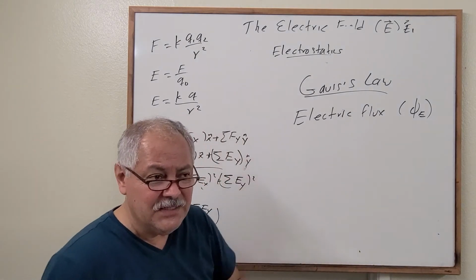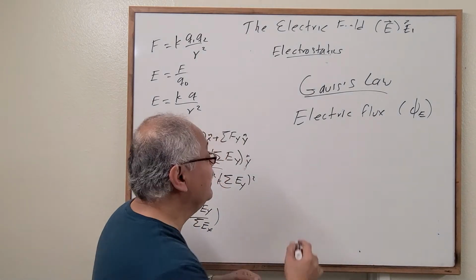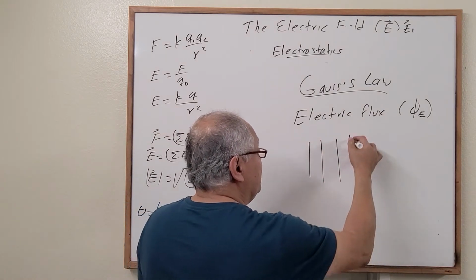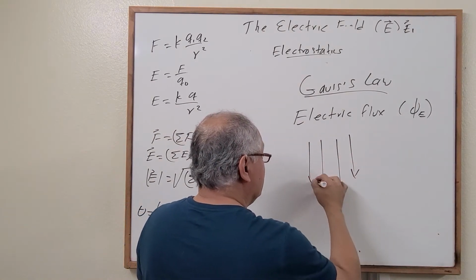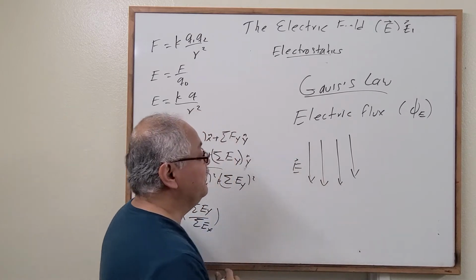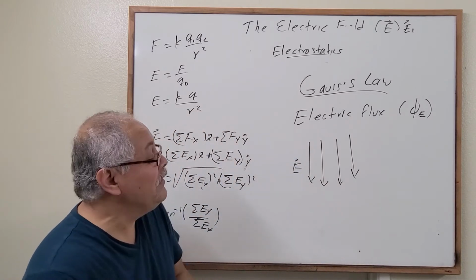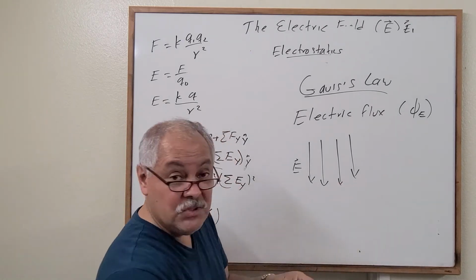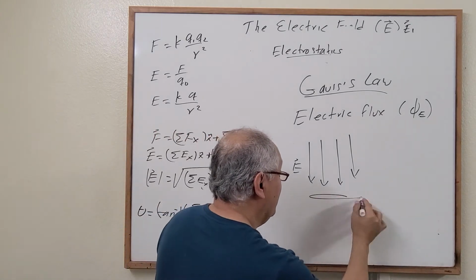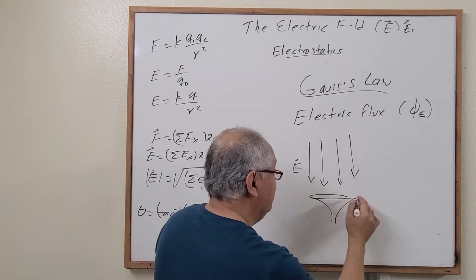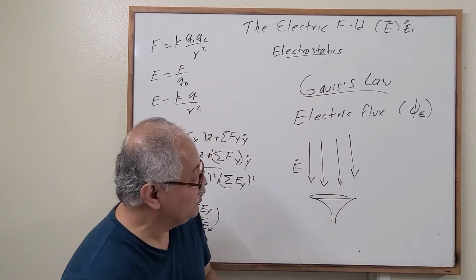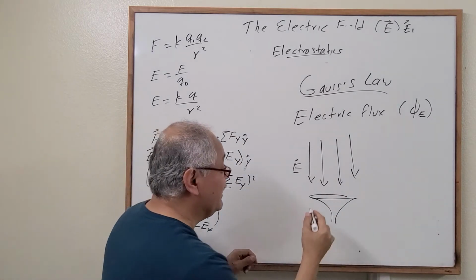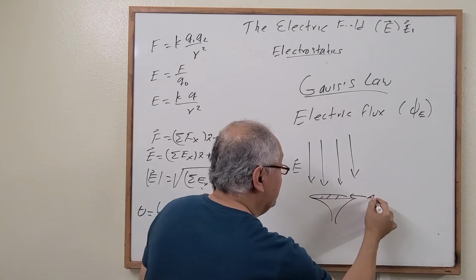Imagine that substance is like rain. This is the rain, but actually we represent this as the electric field. The electric field is going down. Okay, perfect. And imagine that I want to collect this field using a funnel. That's the funnel. I have to catch it with this funnel. This funnel has an area.